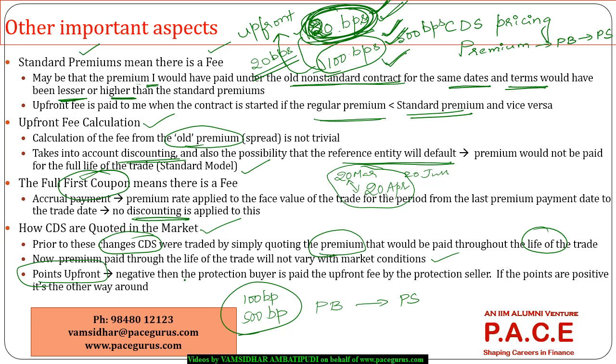So because of this differential, there is something called the upfront, which could be either positive or negative, because as I have said, it's just the difference between the two. So if the actual calculation is 80 and the standard is 100, the difference between the two is minus 20 basis points. If it is coming out to be negative, then it is an indication that the protection seller would be paying the upfront fee to the protection buyer, and if it is positive, then the protection buyer is going to make an upfront payment to the protection seller because of the differences between the standardized contract and a regular non-standardized contract, all else remaining equal.